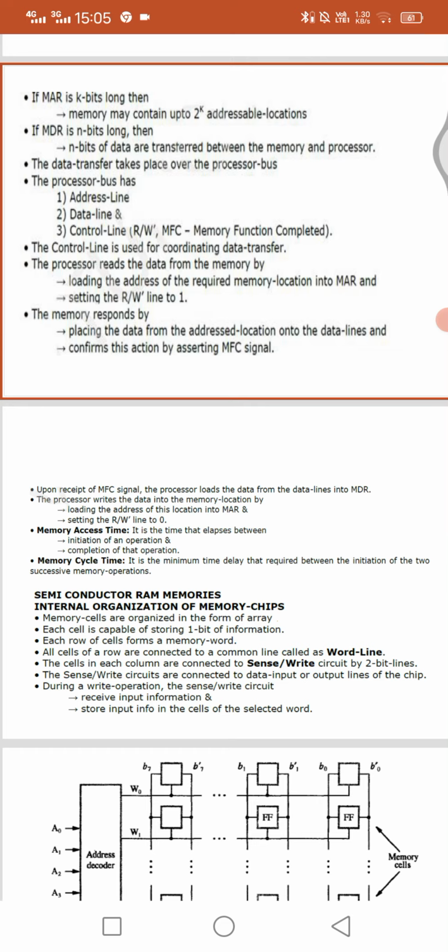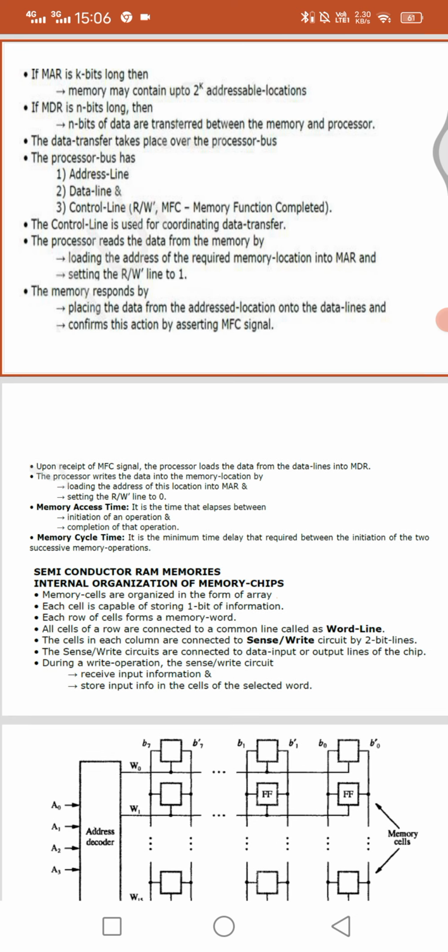Now the processor writes the data into the memory location. In the previous case, the processor reads the data from the memory location, whereas here the data already exists in the MDR. To write, the processor loads the address of the location into MAR and sets the read/write line to 0. By doing these two tasks, the processor writes the data into the memory.